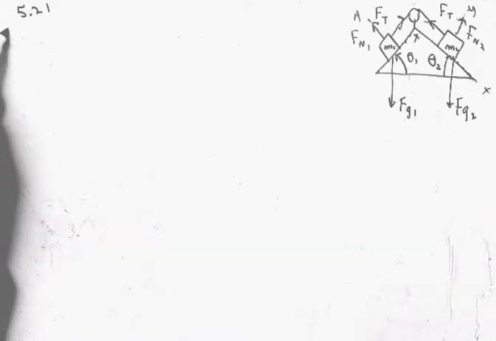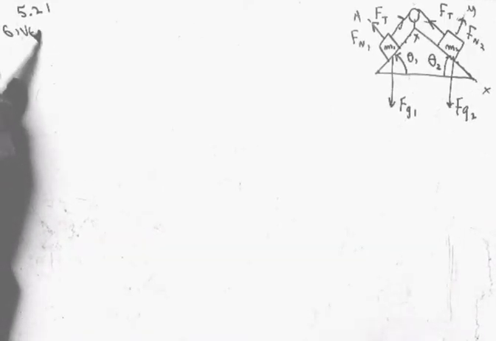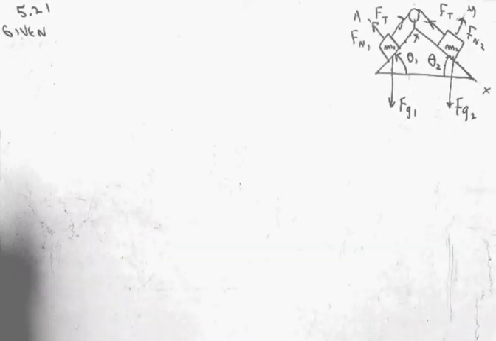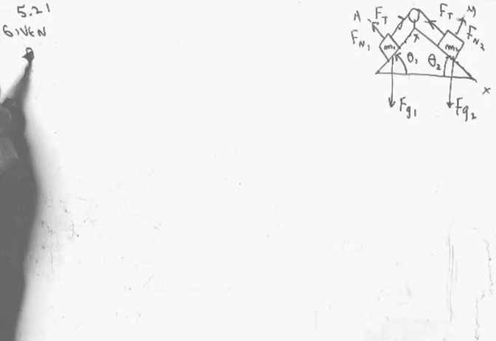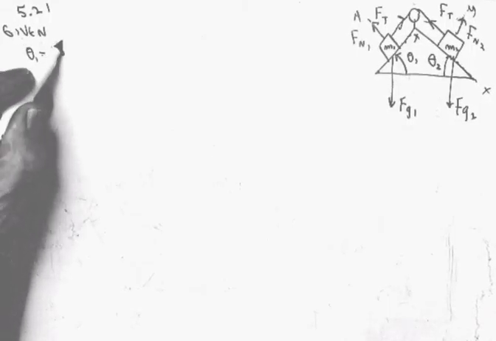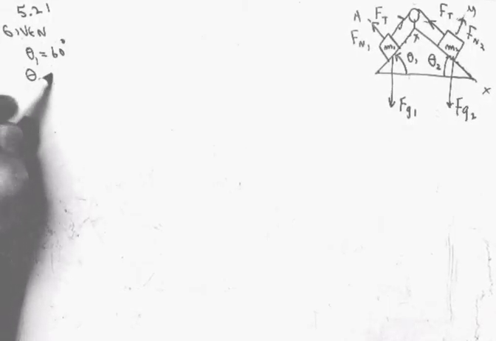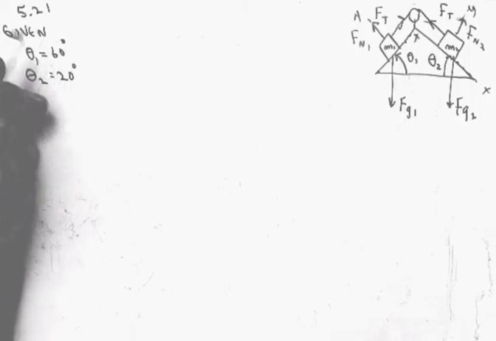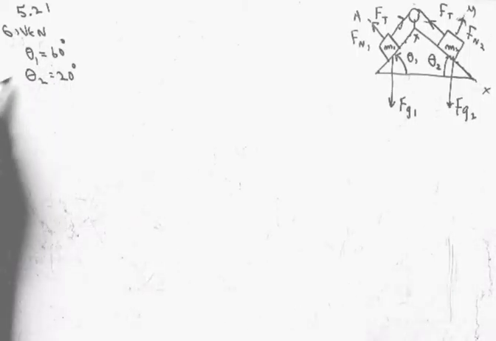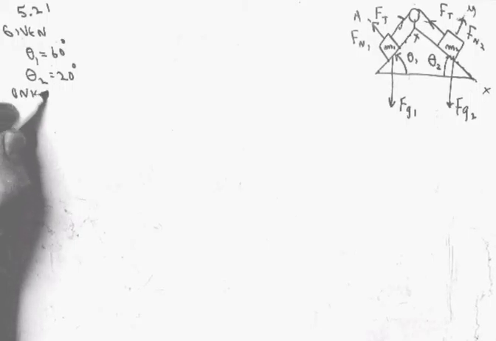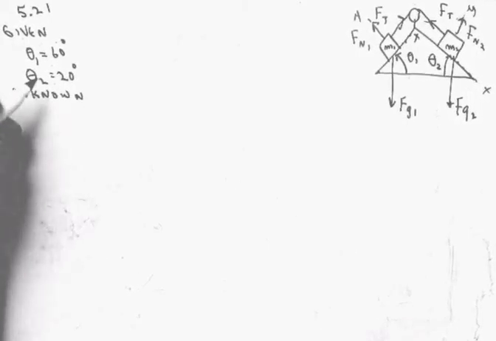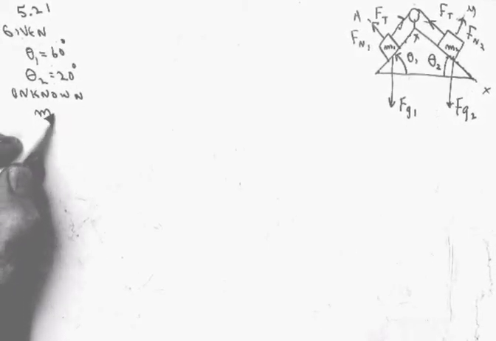The given is that theta 1 equals 60 degrees and theta 2 is equal to 20 degrees. And basically what we want to know is M1 and M2, and actually how those two are related.